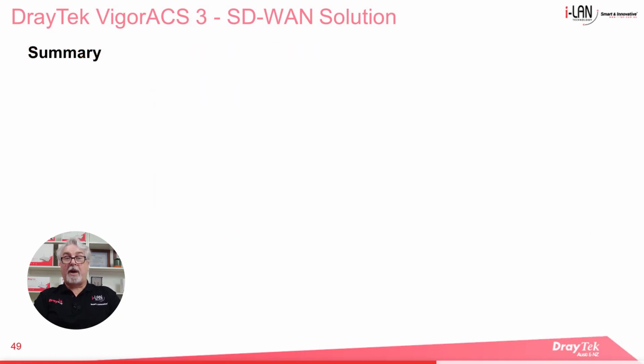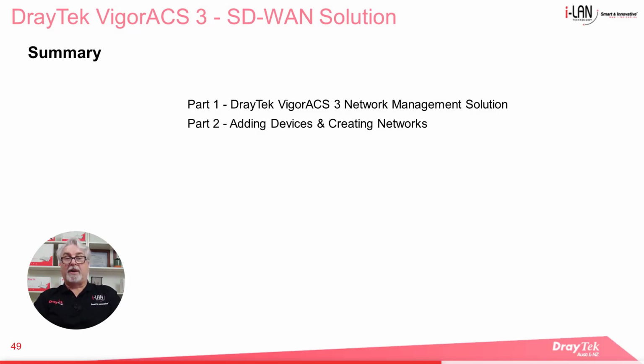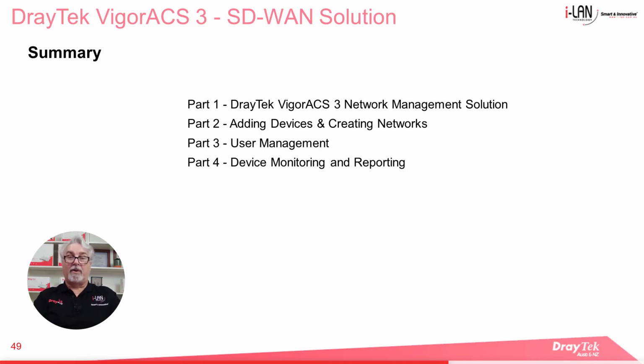Okay, so that wraps up our webinar series about ACS3. In summary, in part one, we looked at what ACS3 is, how it works, its key features, and how to install it. In part two, we went through how to create networks and add devices. Part three covered user management and what features each level of user could access, plus some other features such as the out-of-the-box experience for new users logging in. In part four, we looked at device monitoring capabilities and how to generate reports.